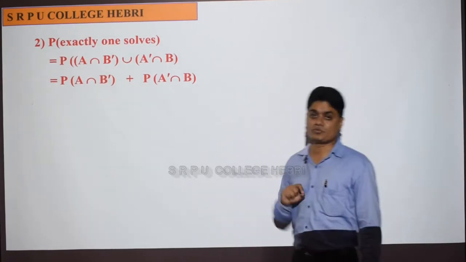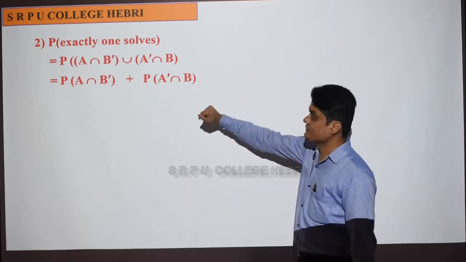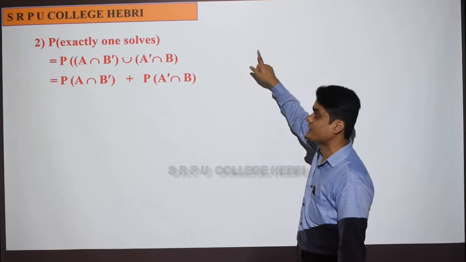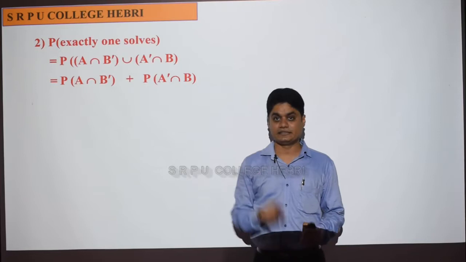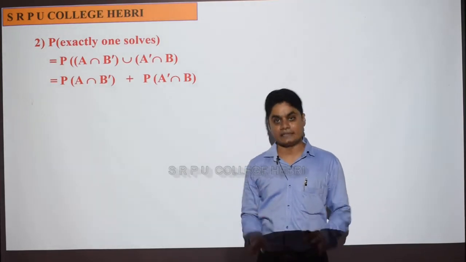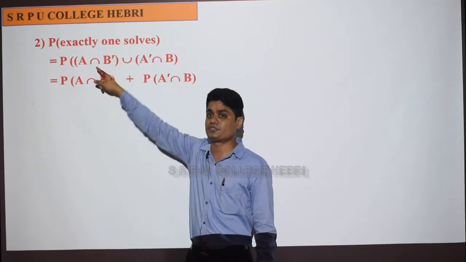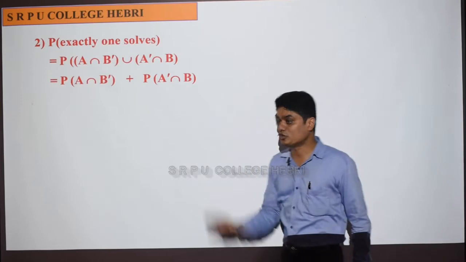See, here you can ask one doubt, why it is not there, that intersection part. If you take intersection, see what you will get: A intersection B complement intersection A complement intersection B. So what is A intersection A complement? Null set. What is B intersection B complement? Null set. So intersection of these two will be a null set. So probability of null set is 0, so we didn't write.